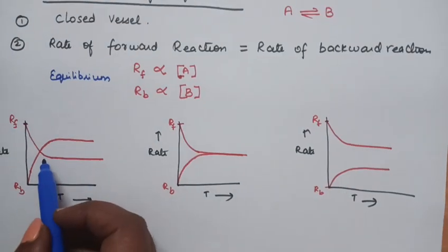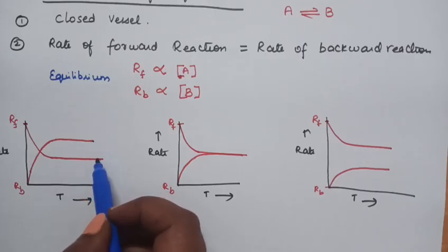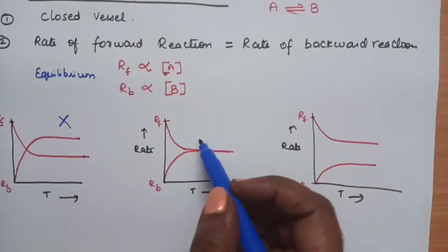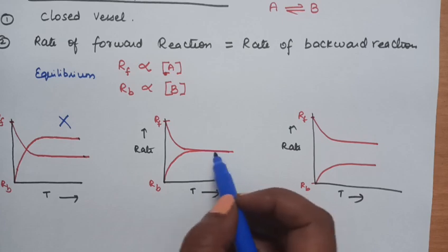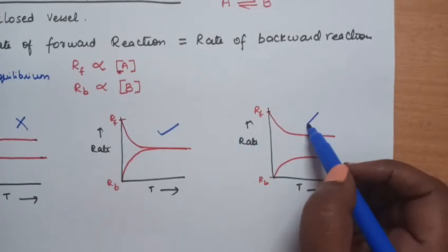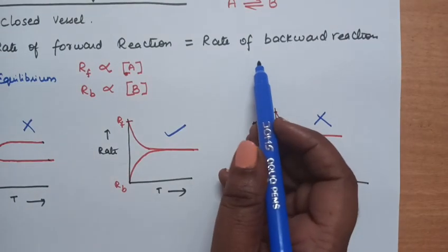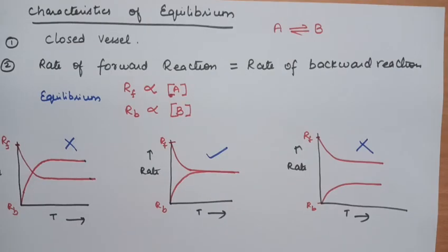In the first graph, see whether the rate is the same. Here both the rates are different. This is the rate of backward reaction and this is the rate of forward reaction. Both are different, so this graph you cannot draw. This is wrong. And here the rate of forward reaction is equal to the rate of backward reaction. This is correct. Here also you can see it is not equal. So the rate of forward reaction is equal to the rate of backward reaction at equilibrium. You can draw only this graph. So this is the second characteristic.